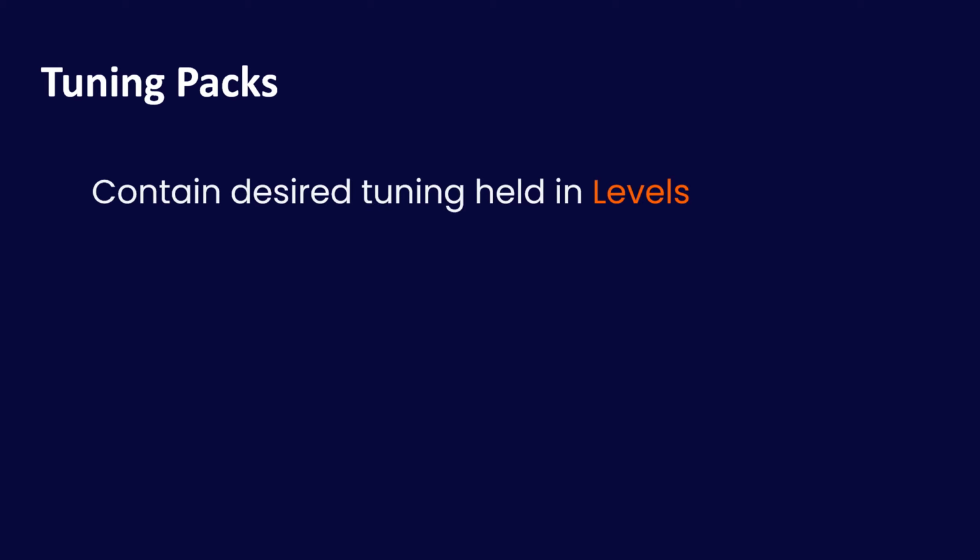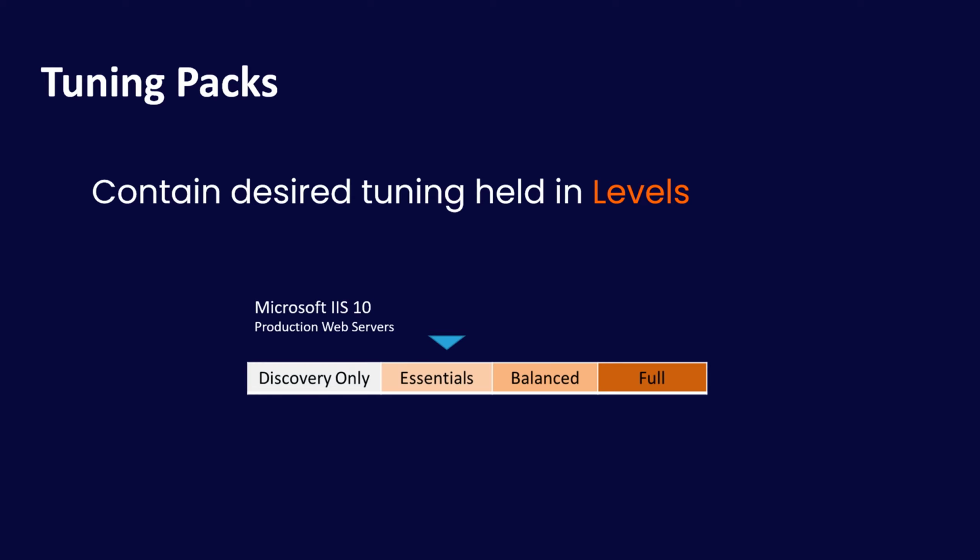A tuning pack contains the tuning that you want to set up in SCOM. And that tuning is stored in what are called levels. So to visualize this, if we had a tuning pack that was for, say, IIS 10, it might contain these 4 levels: discovery only, essentials, balanced, and full. And we might choose the essentials level from that tuning pack.